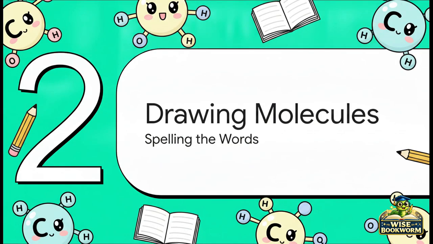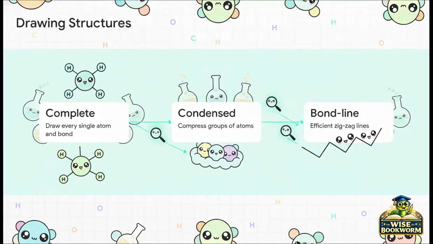Moving on to Section 2, drawing molecules, spelling the words. Okay, so now that we've got our carbon letters and we know their shapes, we have to know how to spell the words. And in chemistry, that means learning how to draw the structures. Now, drawing molecules has actually evolved quite a bit over time, mainly because chemists are, well, smartly lazy. At first, you have the complete formula, where you painstakingly draw out every single carbon and hydrogen atom. But honestly, who has the time for that with massive molecules?